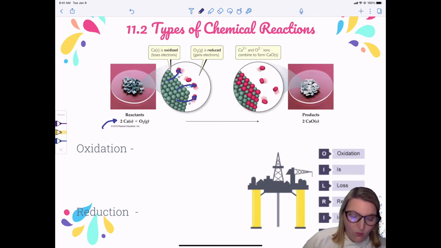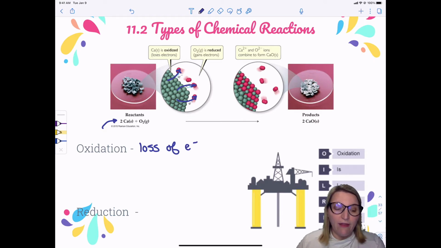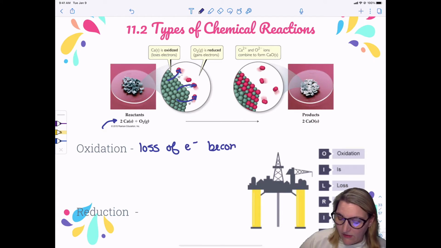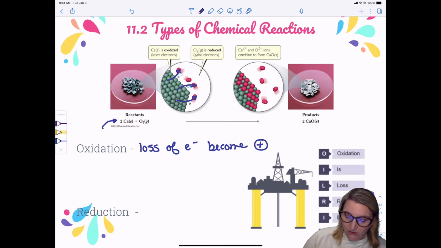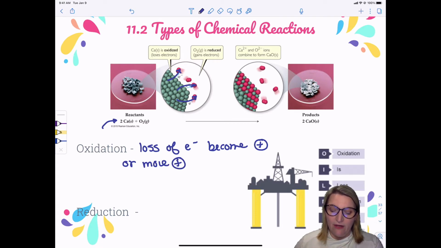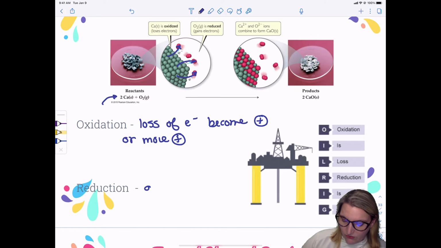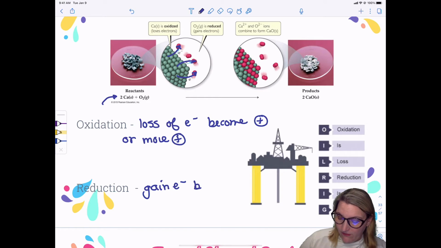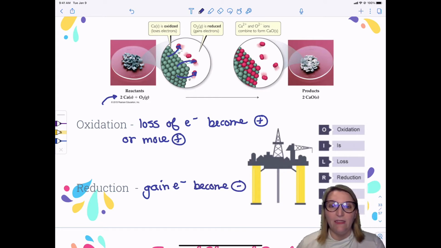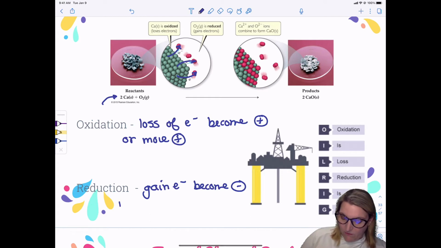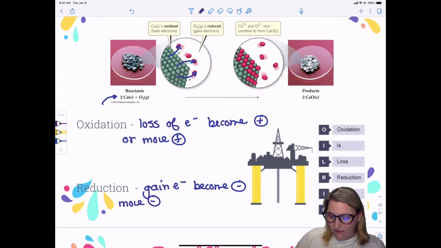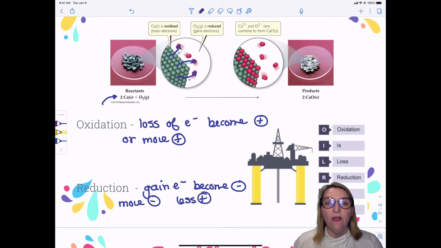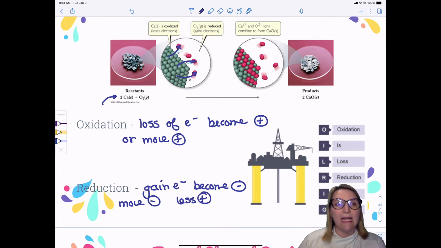Oxidation is when you lose electrons. And of course, if you lose an electron, that means you become positive, or you could become more positive. Reduction is the opposite of that. Reduction is when you gain electrons. Of course, gaining electrons, you could become negative. Right? The oxygen in the example above became negative. You could become more negative or less positive.